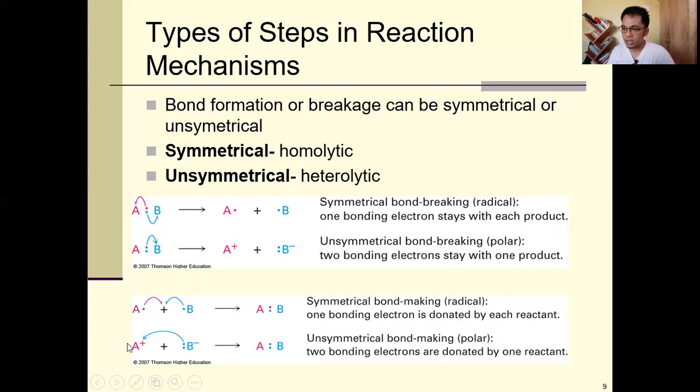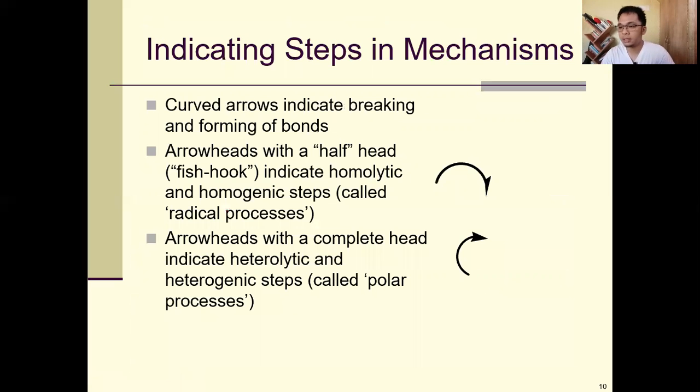Okay? So, unahin natin yung ating single-headed arrow. Okay, the curved arrows indicate a breaking and forming of bonds. Arrowheads with a half head indicate a homolytic step, whereas yung double-headed arrow with a complete head indicate a heterolytic or heterogenic step, called polar processes and radical processes. So, ayan yung mga yon.